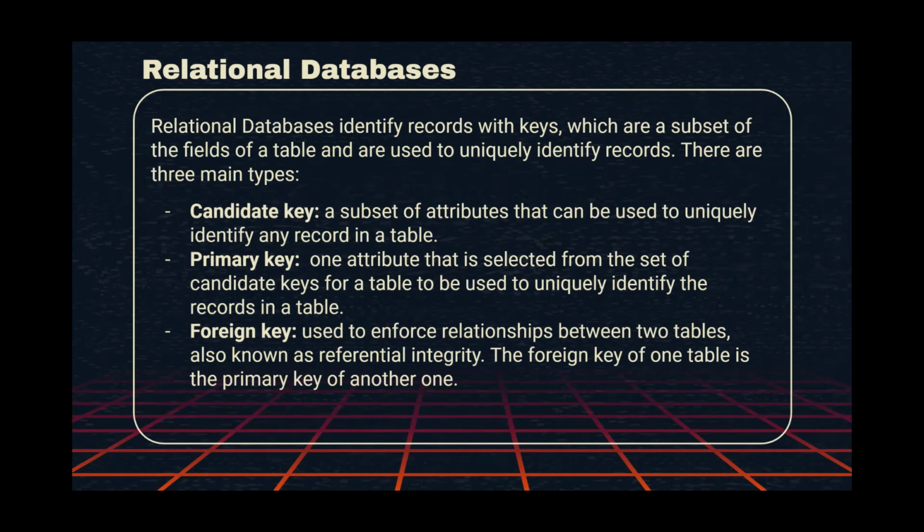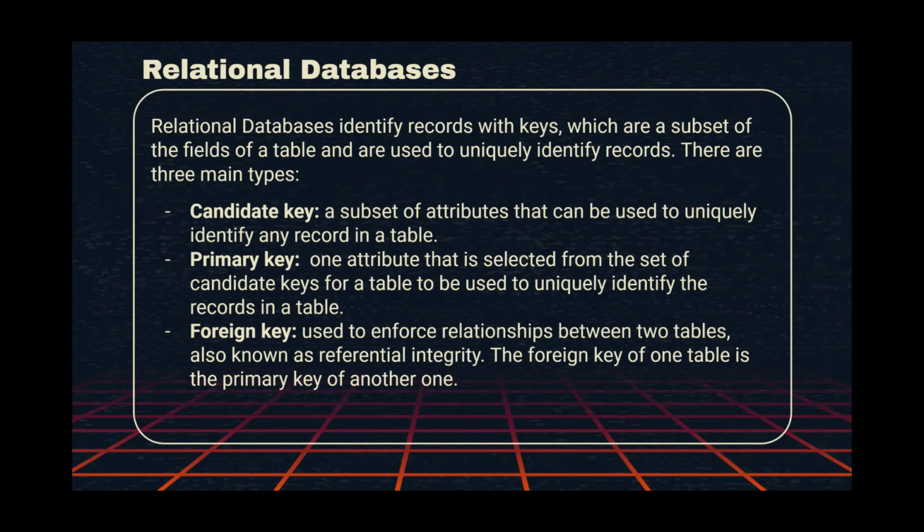For relational databases, records are identified with keys, which are a subset of the fields of a table and are used to uniquely identify records. There are three main types. The first one is a candidate key, which is a subset of attributes that can be used to uniquely identify any record in a table. The second one is a primary key, which is the one attribute that is selected from the set of candidate keys for a table to be used to uniquely identify the records in a table.